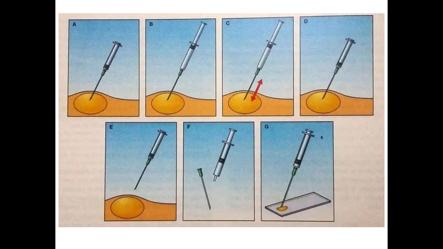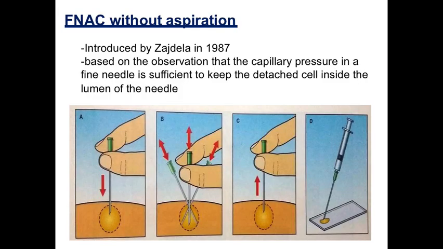So this is a method which is followed with FNAC with aspiration. Now this is without aspiration, which was introduced in 1987. Similar method, the only thing is you make use of only the needle. So the needle, this is a lesion here. You can see this is the needle here, and the needle is going up and down, to and fro, in the lesion, and here you're taking out the material.